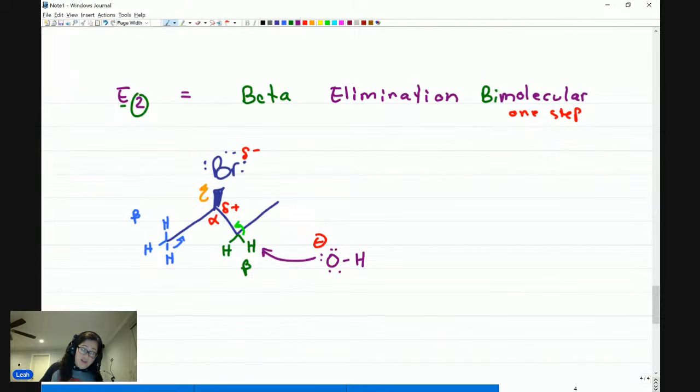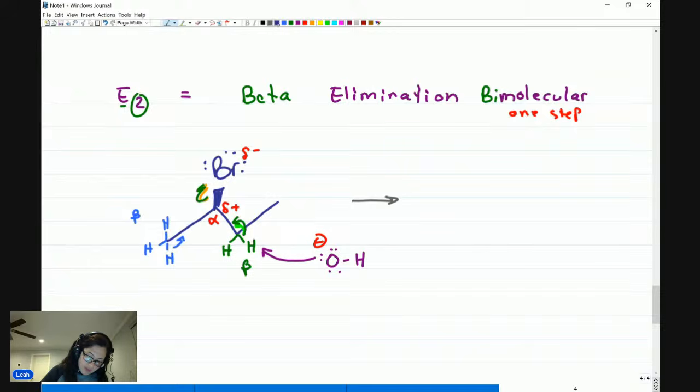If it grabs the hydrogen, hydrogen can only have one bond. And so the electrons that are already kind of being pulled will now break away towards the alpha carbon, which would put too many bonds on the alpha carbon and therefore kick out the leaving group. So in a one-step bimolecular reaction, the OH grabs the hydrogen, the electrons collapse towards the alpha carbon, and the bromine, the leaving group, gets kicked out.